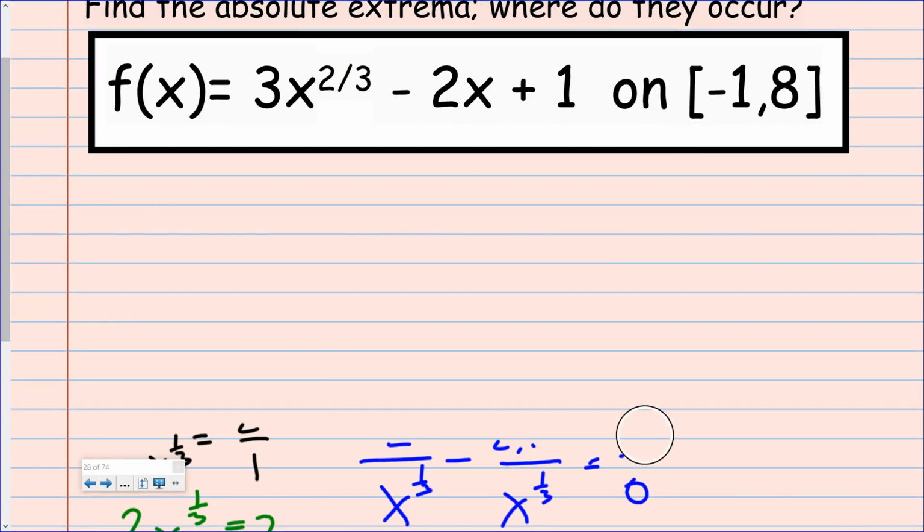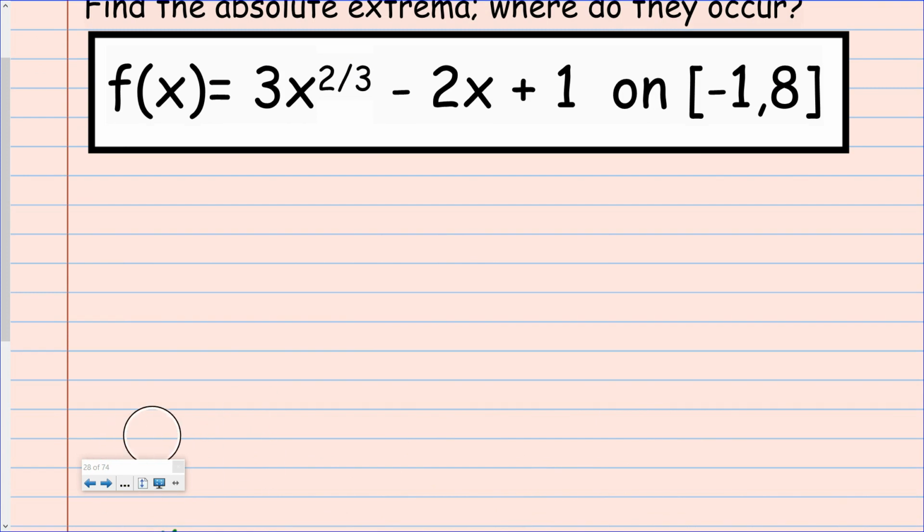All right. If we do this problem, what we're going to do first is take the derivative. So go ahead and take the derivative. Now, like I said, guys, if you're on your test and you have no idea what to do, just take the derivative. You're going to get some partial credit. Just take the derivative, okay?